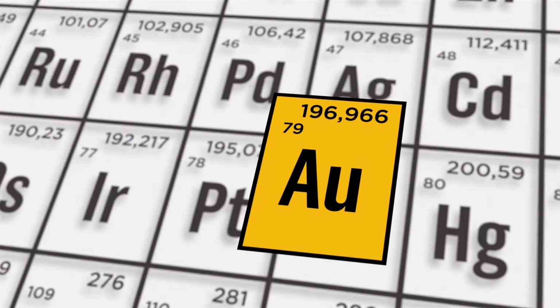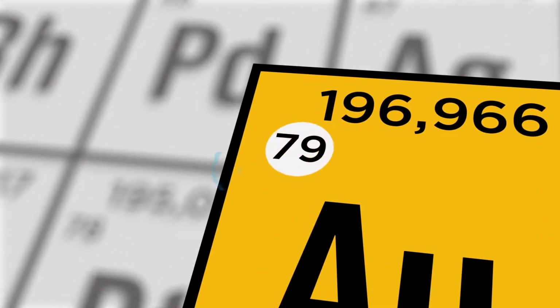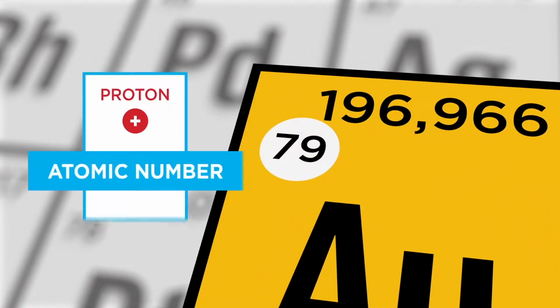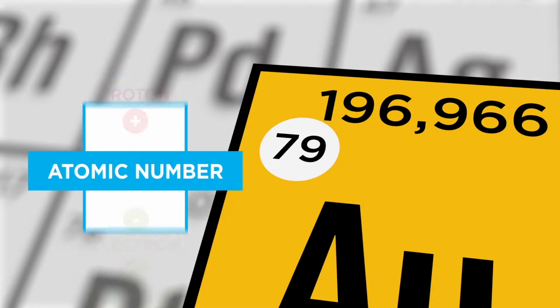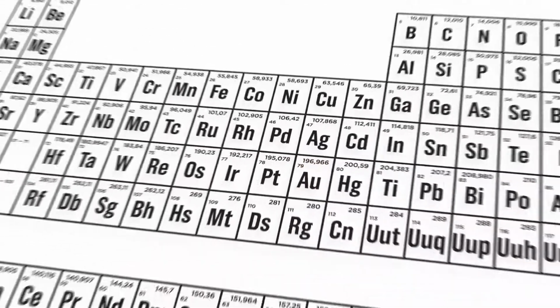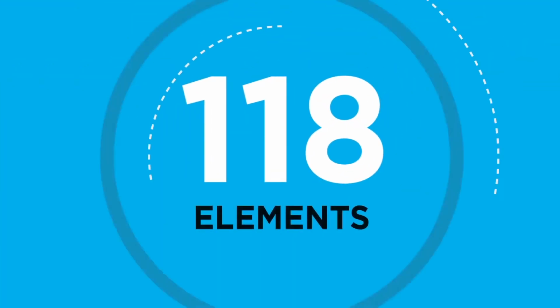And also some know the meaning of the numbers that appear next to the letters, like for example the atomic number, which is the number of positive and negative charges of the atom. But what exactly is the periodic table? The periodic table is a chart that represents all 118 chemical elements that constitute the known universe.